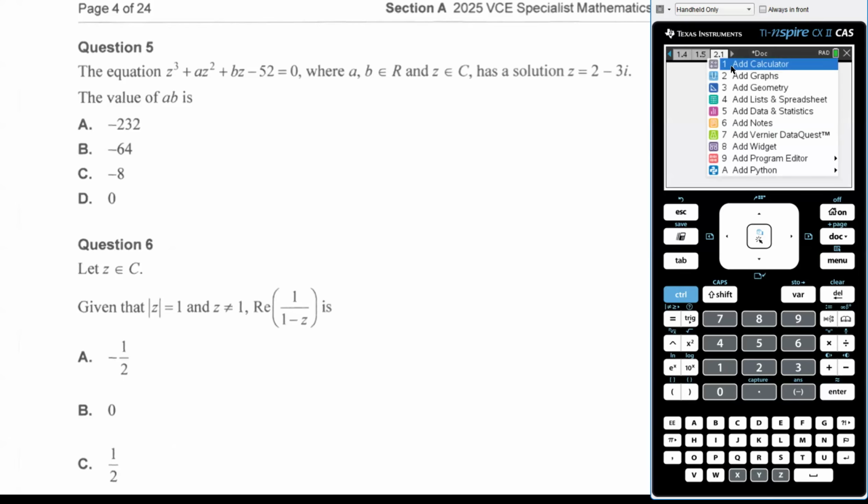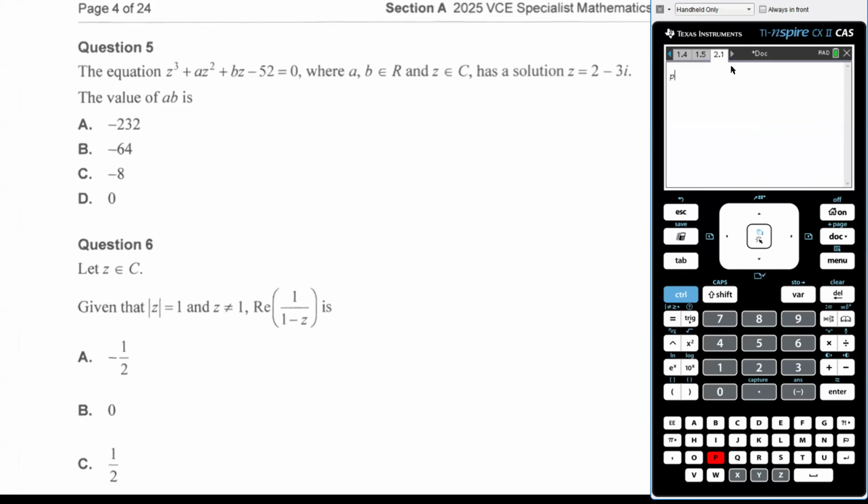So for example, I would assign P of z to be z to the power 3 plus a times z squared plus b times z minus 52. The next thing is we know z equals 2 minus 3i is a solution to this polynomial equation. So I can substitute 2 minus 3i into the left-hand side and equate to 0.